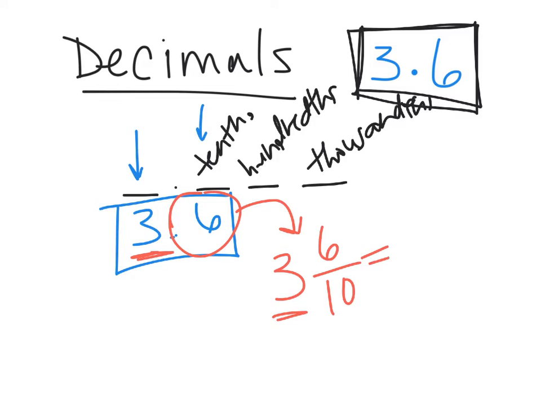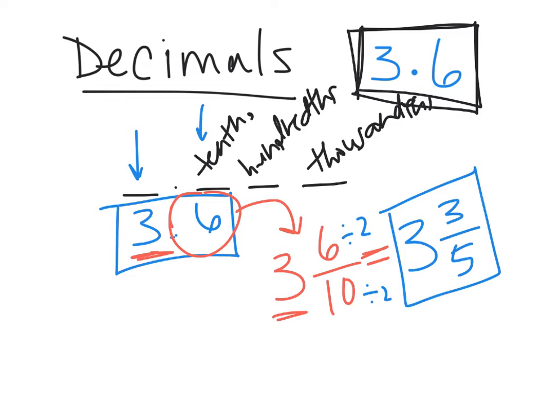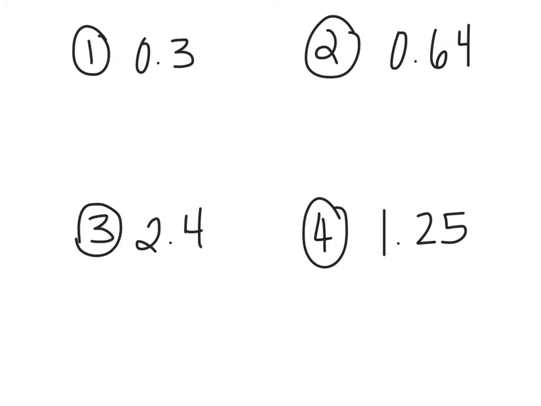Now, most times we want to make sure that our answers are in simplest form. So 3 6/10, we want to think about 3 is going to stay the same, but 6 and 10 can both be divided by 2 to get us down to 3/5. And this would be our fraction or mixed number equivalent to 3 6/10, will be 3 3/5. So take a look at numbers 1, 2, 3, and 4.